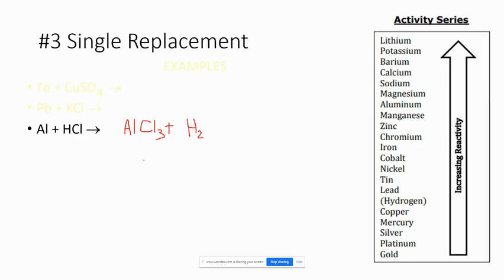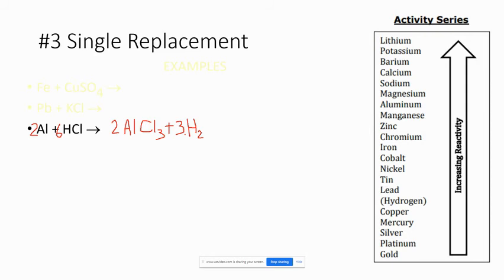Now I'm going to have to go back to the drawing board and figure out how to balance this equation. For one thing, we're going to have to put a 6 right here. So now I have 6 hydrogens, 6 chlorines. I'm going to put a 2 right there. Now I have 2 aluminums, 2 times 3 is 6 chlorines. I have to put a 2 right here for 2 aluminums. And we have 6 hydrogens on this side. We're going to have to put a 3 right there. So that's a harder one to balance, but definitely doable. So 2, 6, 2, 3. And there is my balanced equation.